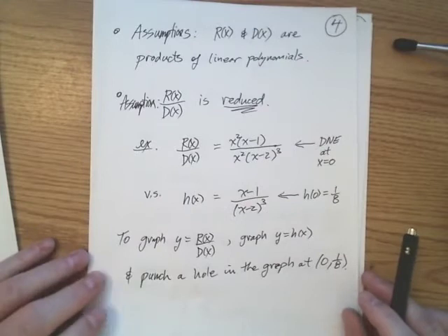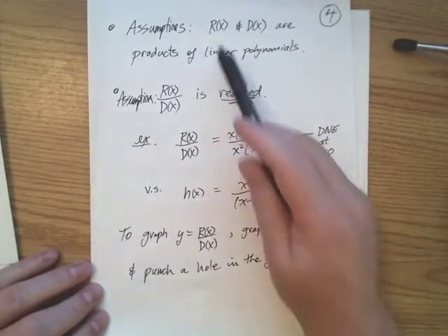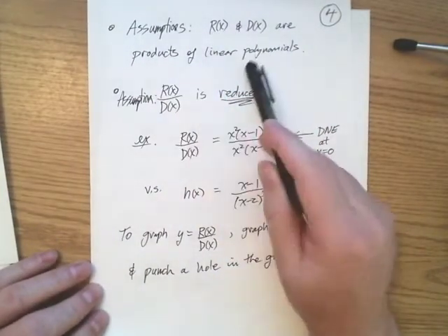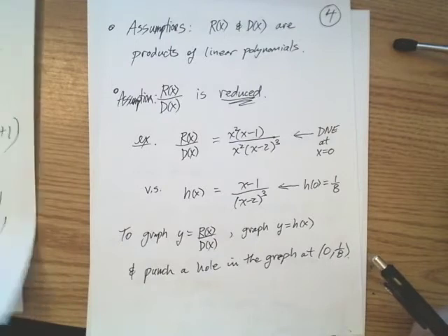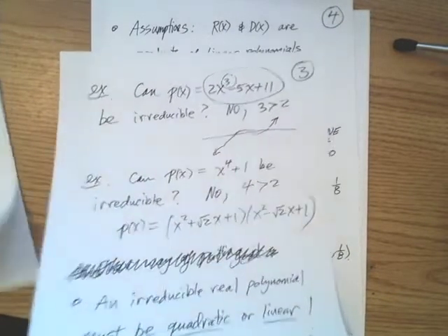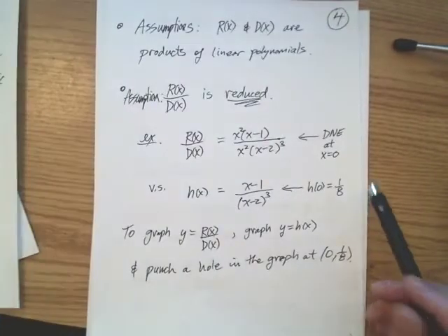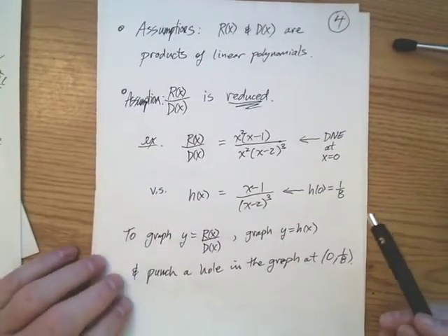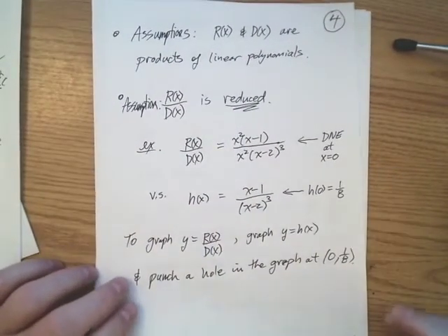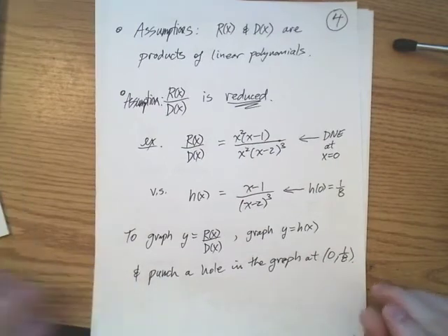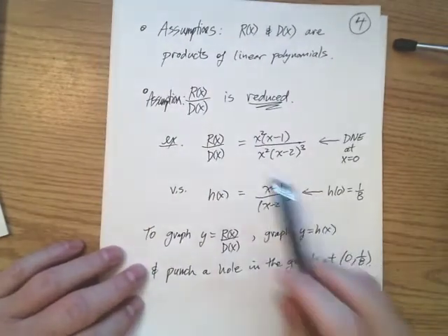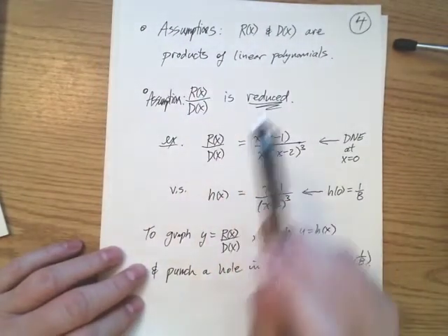Alrighty, let's go on here. Here are some assumptions that I'm going to make for my graphs. My numerator and denominator are going to be products of linear polynomials. So the only irreducible factors that I'm going to be using for a while will be linear ones; quadratic ones will not be involved for now. I'll show you what happens later with those. Here's another assumption I'm going to make: r of x over d of x is reduced.